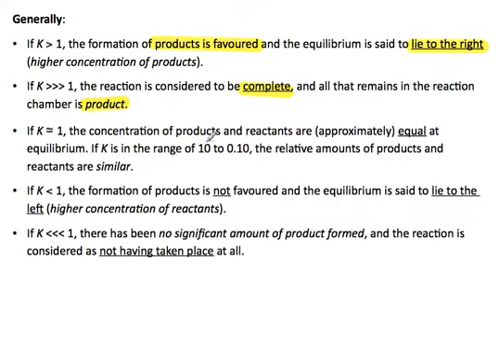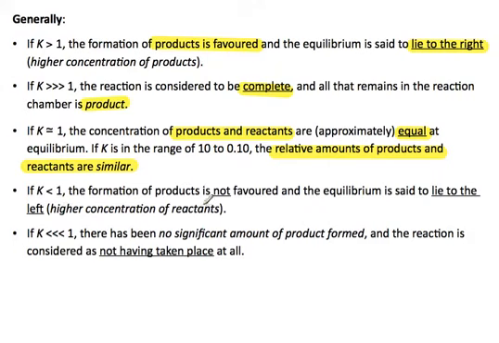When K is approximately equal to 1, the concentration of products and reactants are approximately equal, and you can talk about the relative amounts of reactants and products being similar. Okay, so in the range from 10 down to about 0.1 for the value of K.